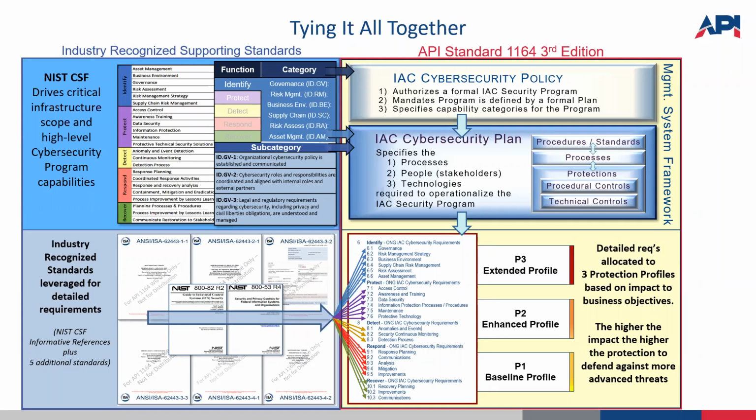categories, and subcategories. You look at the lower left, that's the 62443 and the 800-82, 800-53 pair. Those drove content requirement details in 1164, all of which fall in one of three buckets. Okay, so on the right-hand side is the 1164. It is a combination and a culmination of NIST CSF, ISA 62443, and NIST 800-82, all rolled up in the context of pipelines.